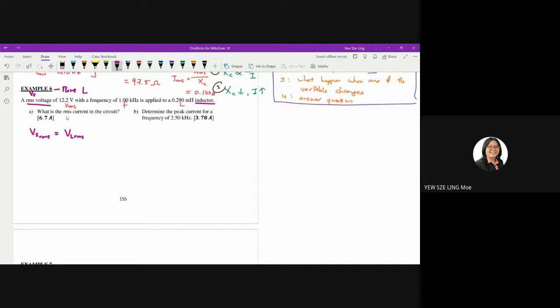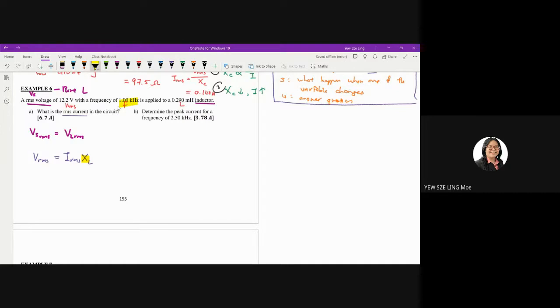So what is the root mean square current in the circuit? You want to calculate root mean square current. So VRMS is equal to, now do I have a current? Well, I don't have the current. I want to calculate current, so IRMS, the RMS current, is unknown. And since it's a pure L circuit, do I have XL? Right now I don't, but I know I can calculate XL. Why? Because I have frequency.